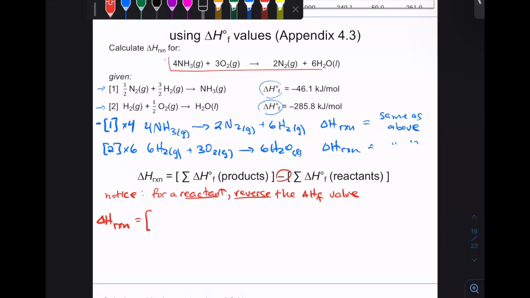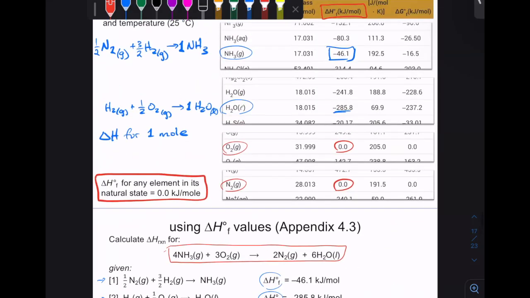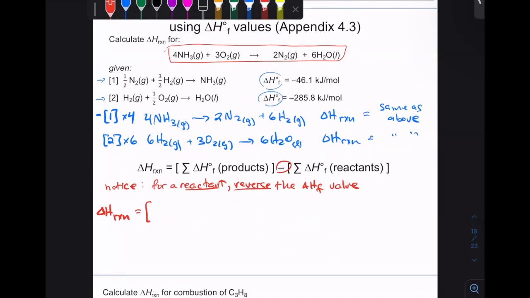Sorry, I should point. You don't know what I'm pointing at. Let's look at the balanced equation up top. We need 2 moles of N2 as a product. The delta H of formation for 1 mole of N2 is going to be coming from reversing reaction 1. What did I tell you for things that are found in nature? What's the delta H of formation for N2? It's 0. So we have 2 moles, but the delta H of formation is 0. So this is for N2.